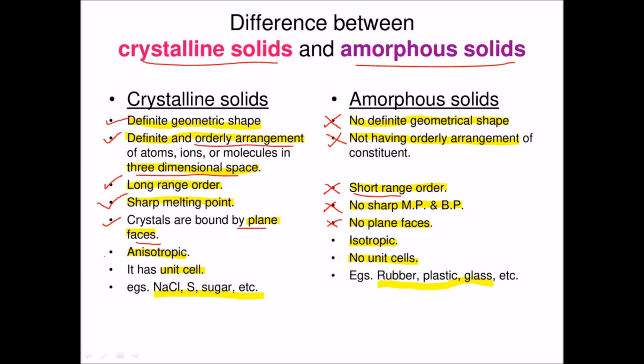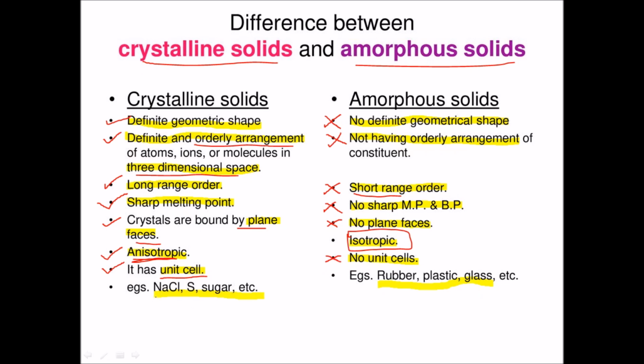Crystalline solids have a particular characteristic called anisotropy. They are said to be anisotropic, whereas amorphous solids are said to be isotropic. We will deal with this in later classes. Crystalline solids are bound by unit cells, whereas amorphous solids do not have unit cells.